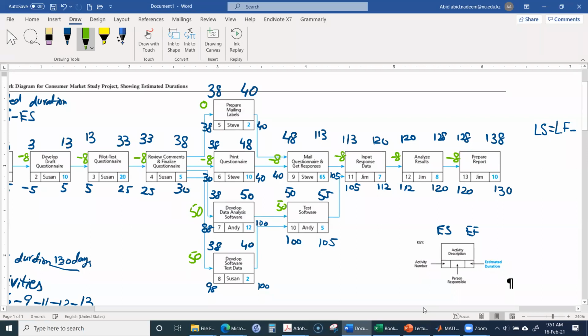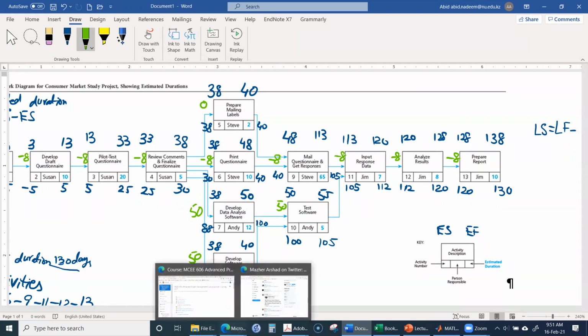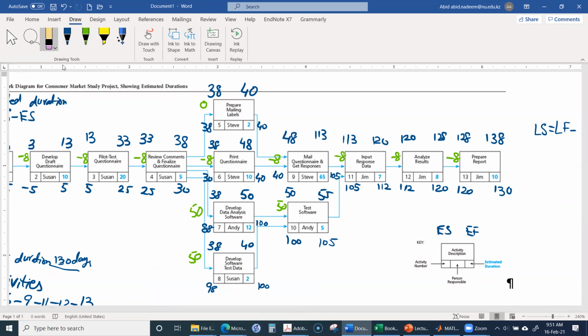I'm sorry, Professor. 98 minus 38 is 60, right? Yes, 98 minus 38 is 60. Okay, thank you for correcting me. That's what I was wondering, why it was coming as the same. So it is 60.